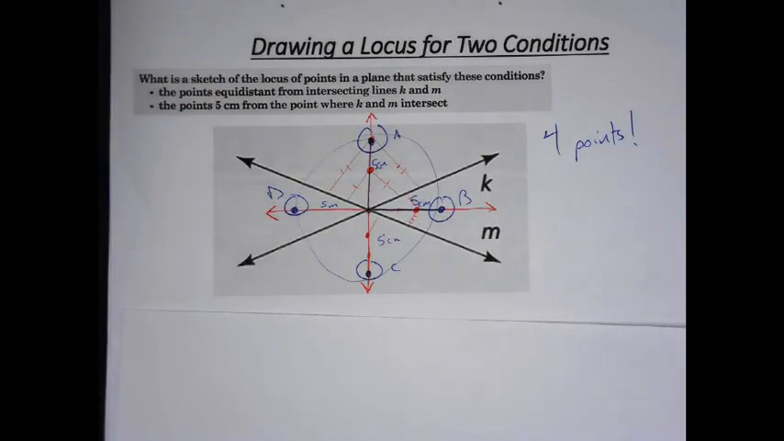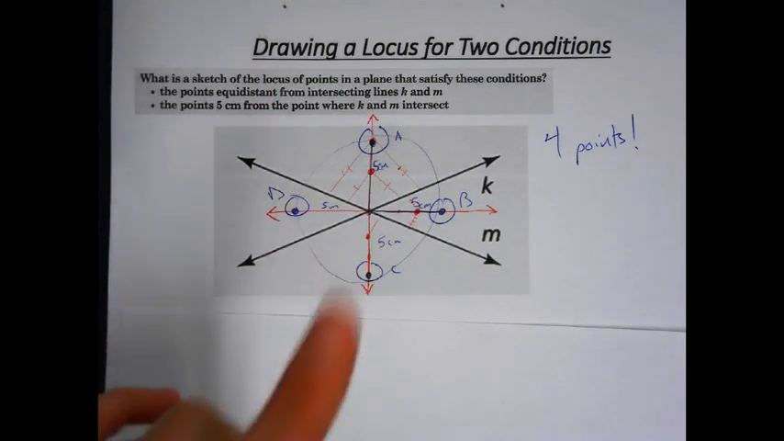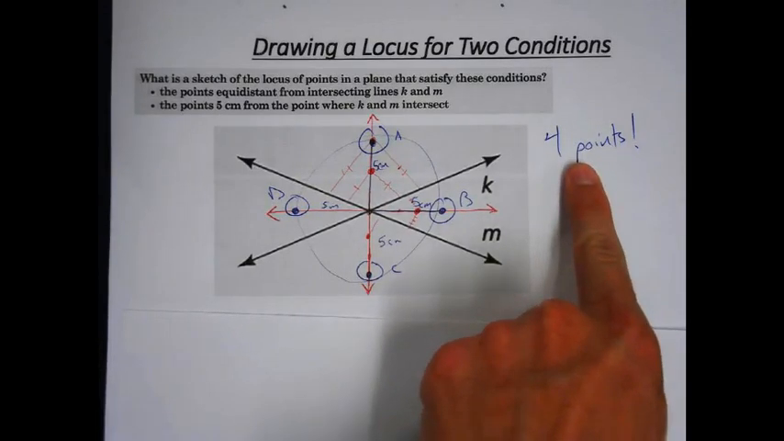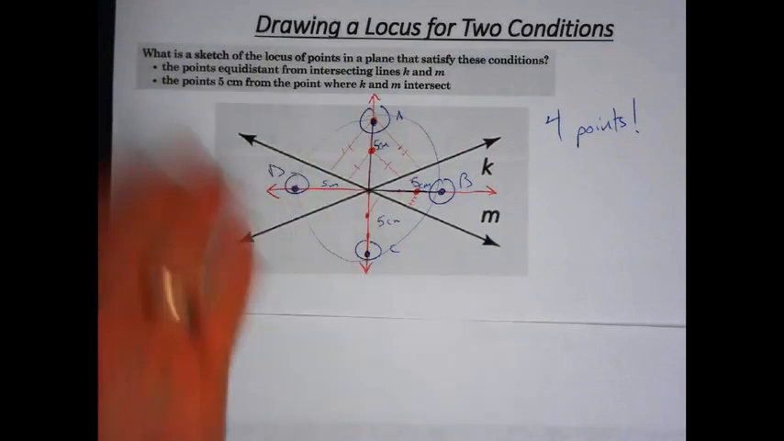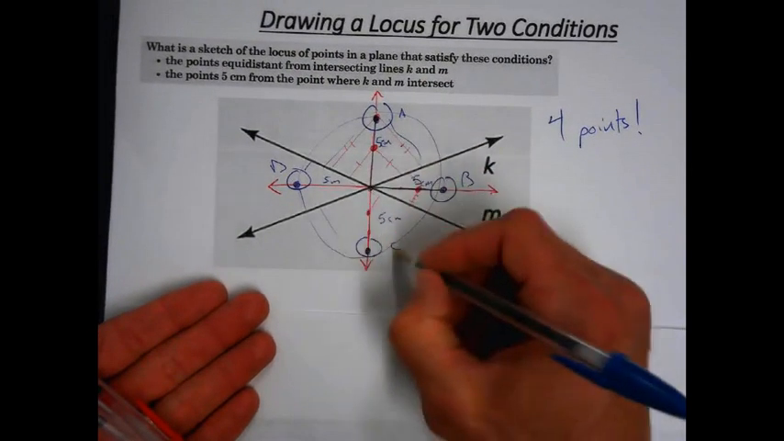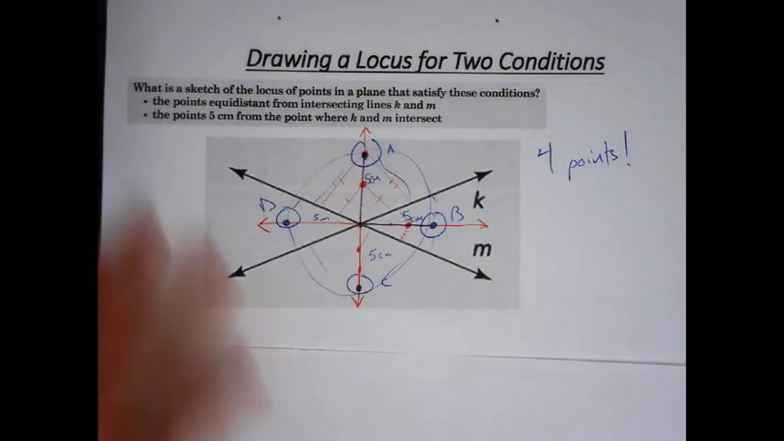All right, so when we talk about multiple conditions, we have to remember not only fitting each description, but what meets both conditions. So the locus is only the 4 points that satisfy both: 5 centimeters from the intersection and equidistant. Because that is the case, when we talk about multiple conditions, that might take place.